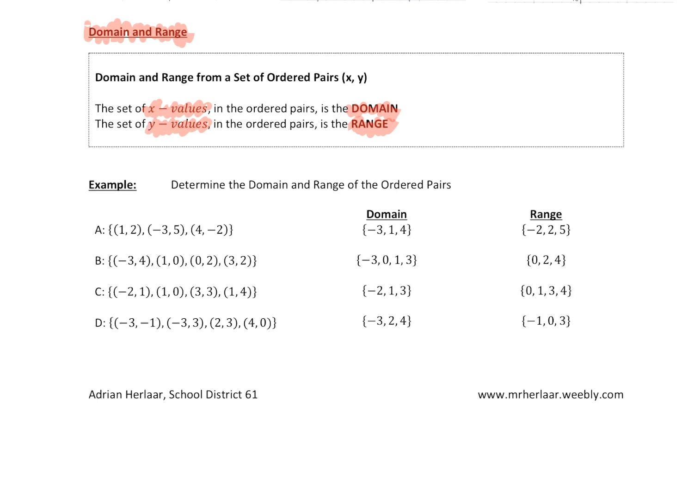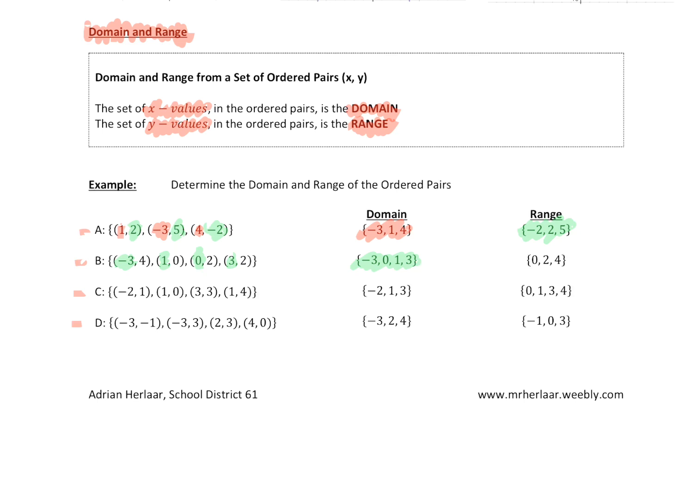Now, if you're given a set of ordered pairs, like these 3 examples here, the domain is the x values. Negative 3, 1, and 4. The range is the y values. Negative 2, 2, and 5. Look at B, and then I'll let you look at C and D on your own. Negative 3, 1, 0, 3. So, boom. Domain. The range is your y values.